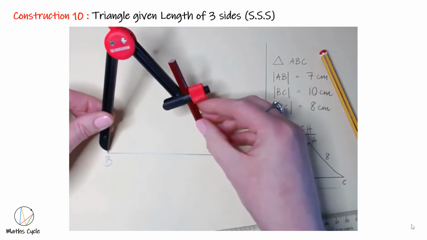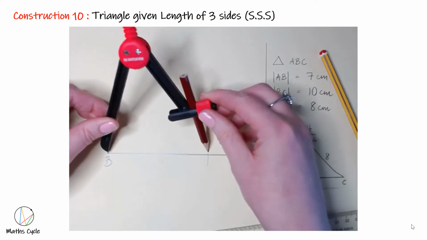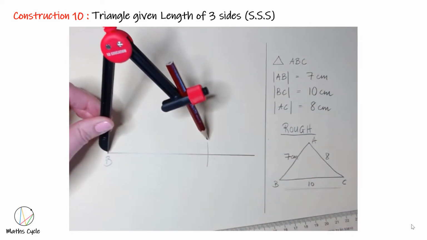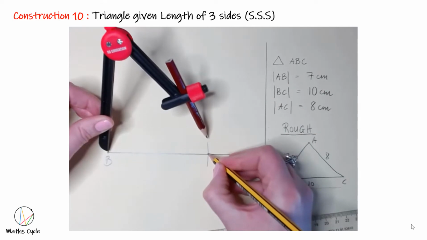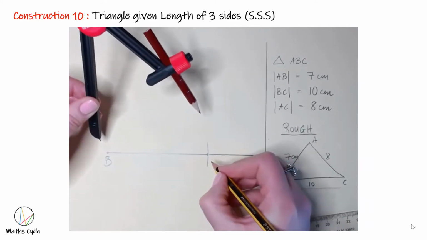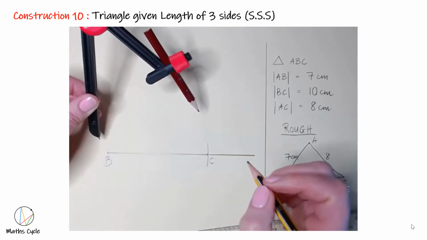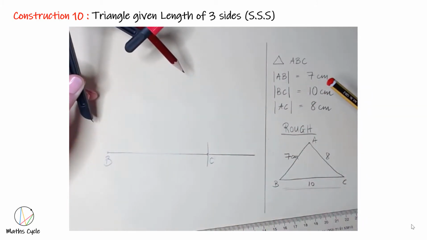I'm going to put my point on vertex B and cut off 10 centimeters on that ray. So now I know that this is the end of that line segment. That is the vertex C. Okay, now I know A is up somewhere up here.